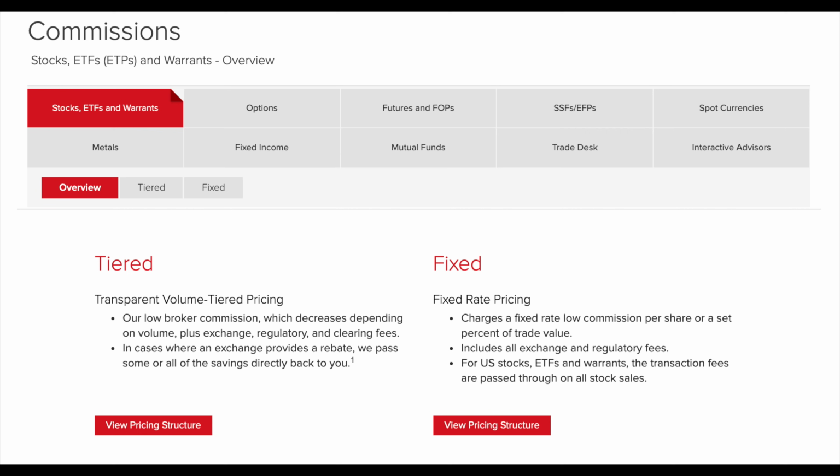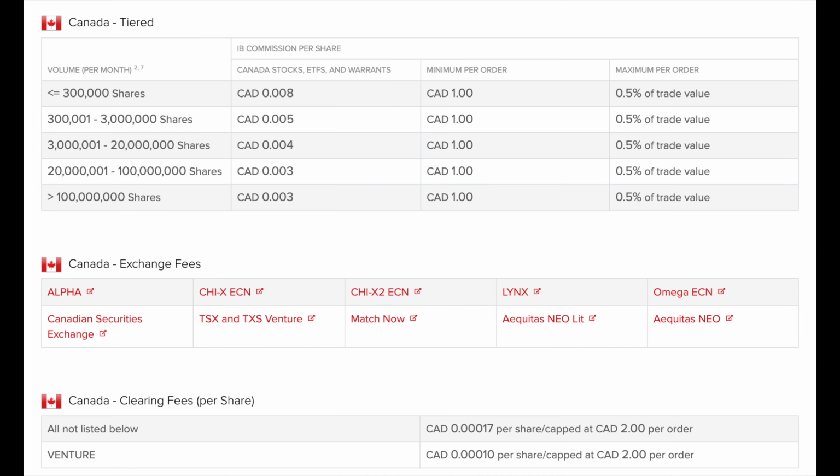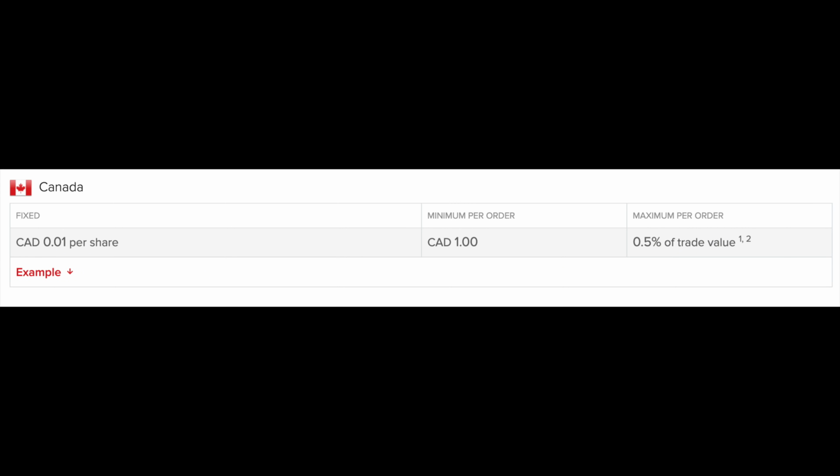They have tiered pricing and fixed pricing. Tiered pricing would be if you're trading large quantities of stocks. If you're trading large volumes of stocks with numerous numbers of shares, you can pay on a tiered system, but the most common would definitely be fixed, in the sense that you pay 1 cent per share with a minimum order of $1 and a maximum order of 0.5% of your trade value.